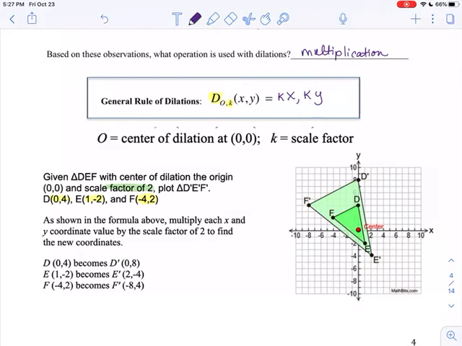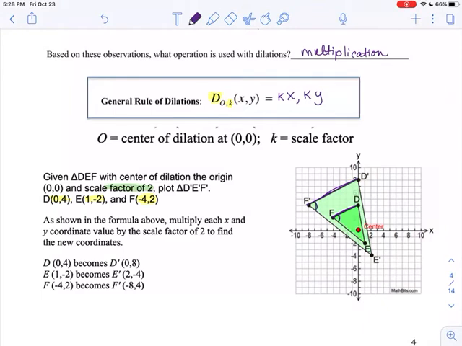So D was (0, 4). 2 times 0 is 0. 2 times 4 is 8. E is (1, -2). 2 times 1 is 2. 2 times -2 is -4. F was (-4, 2). 2 times -4 is -8. 2 times 2 is 4. So you can see the original points are graphed and the new points are graphed. They are 2 times further away from this origin, from this center, as the original points. All right, the figure is 2 times as big.